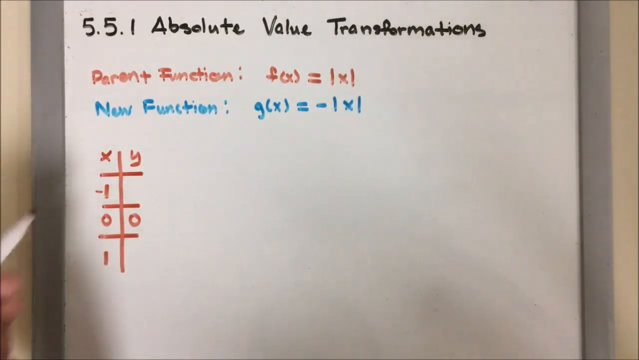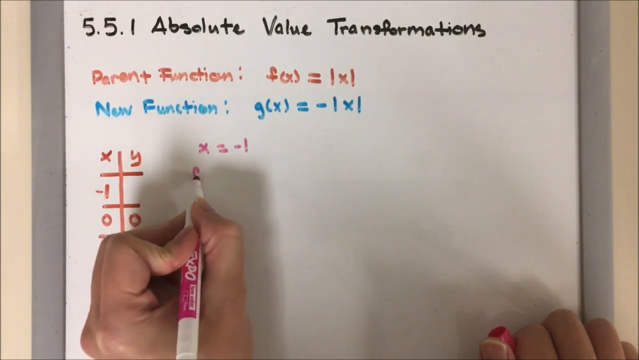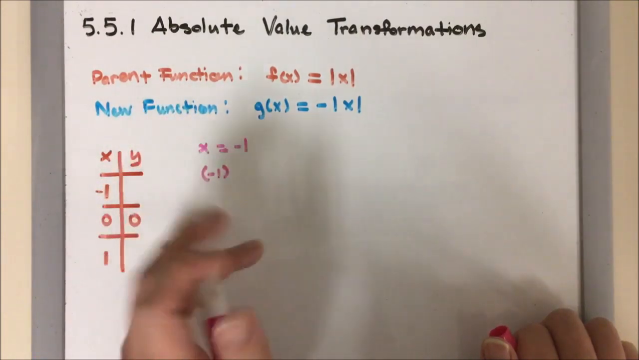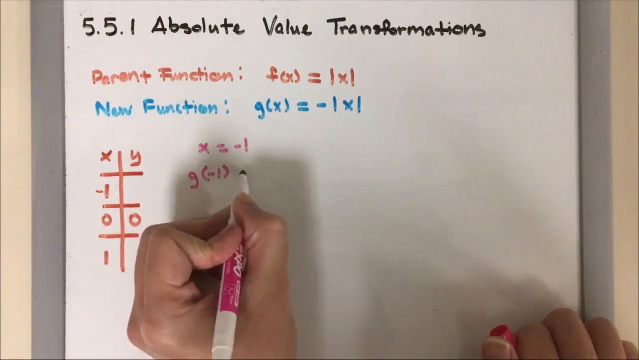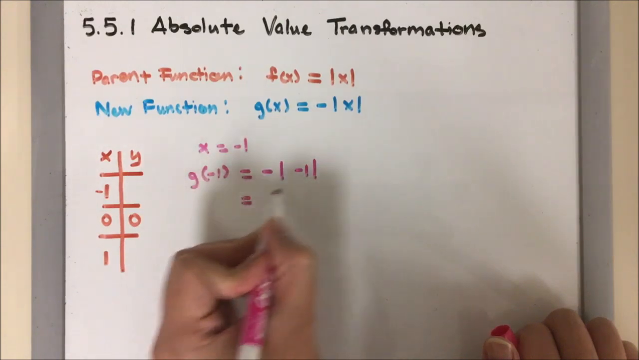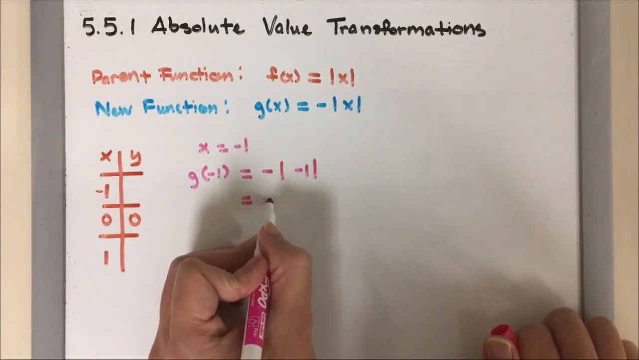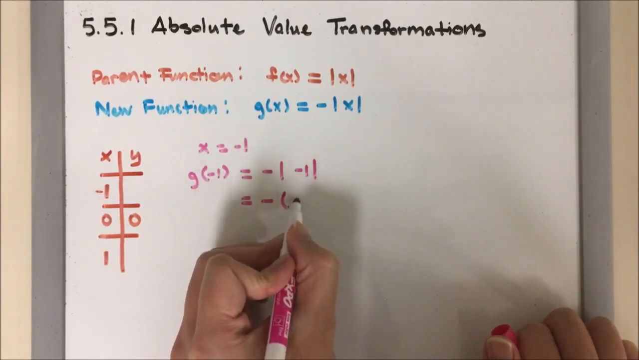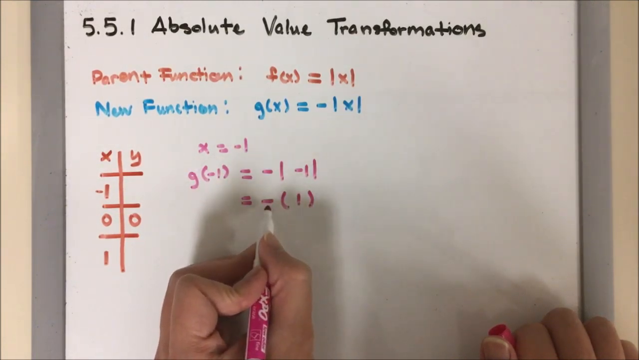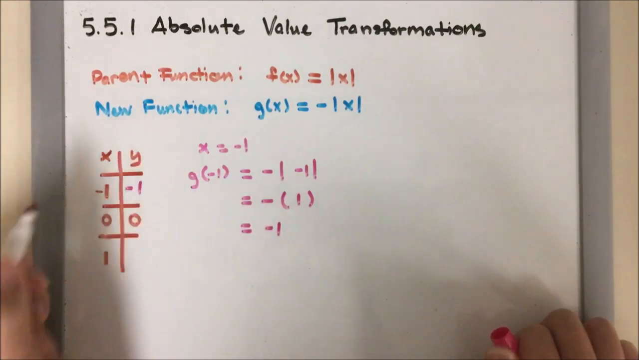Alright, so let's do the first x value. x equals negative 1. So I'm plugging negative 1 into x, into the g of x function. So negative absolute value of negative 1. And again, the absolute value makes the number inside become positive. But I still have the negative outside. So I'm going to have the negative here, parenthesis, now it's a positive 1. Next, we have the negative from outside, we're going to distribute, so it's going to be negative 1. So that's my y value.